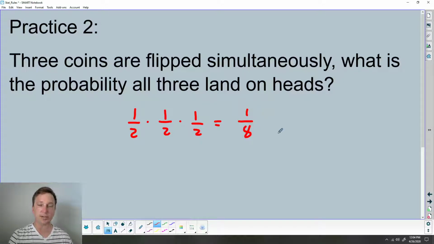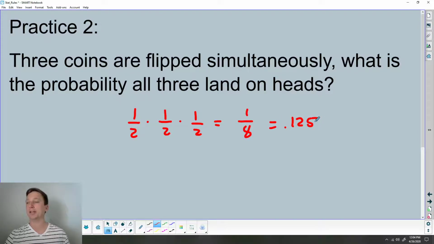So we can leave it as 1/8, or we can write this as 0.125 as the probability as well. You can see this speeds up the process quite a bit. We just have to recognize they're independent events. And typically, events that are not independent have some sort of non-replacement, so drawing from a deck of cards or something like that.